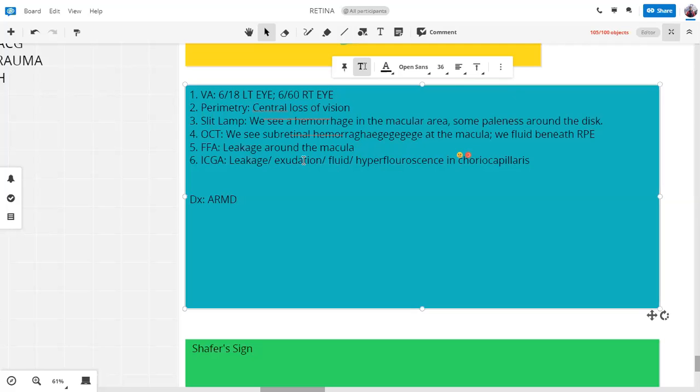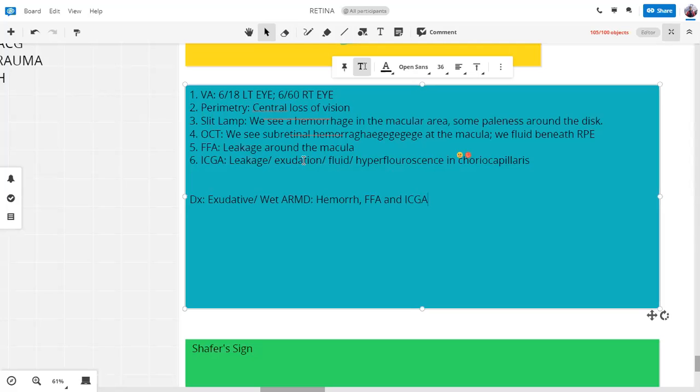Which type of age-related macular degeneration? Exudative. Also called? Wet. Why is this wet ARMD and not dry ARMD? Because of the hemorrhage. Exactly, because of the hemorrhage. Because we saw characteristic findings of leakage, hyperfluorescence and exudation on FFA and ICG, indocyanine green angiography.